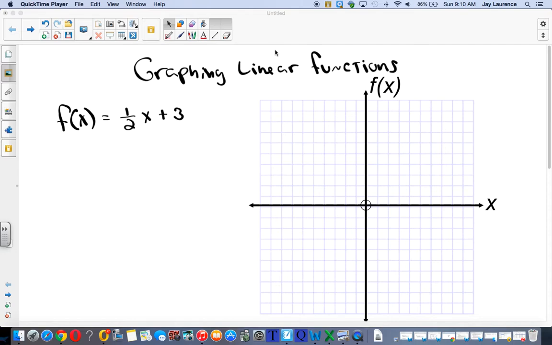It's Mr. Lawrence here, and we're going to be working on graphing linear functions and equations, and not just linear ones, but we're starting with linear ones. We'll spend a couple days on linear ones, and then we'll do something else.